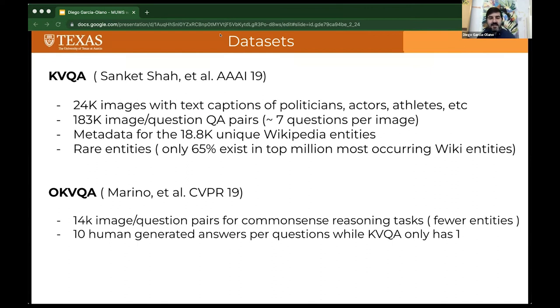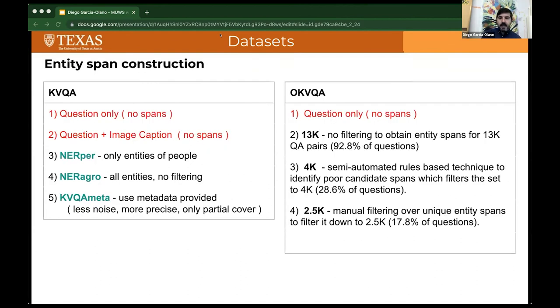And then the other data set is OKVQA, which is a data set more used for common sense reasoning tasks. So it's less entity centric, but it's good in that it has many human generated answers per question. And as such is more robust from a human eval perspective, whereas KVQA just has one answer per question. And so there can be disagreement or wording is very important. So neither of these data sets has explicit entity spans that delineate the existence of entities in these questions or image captions. So for both data sets, we construct entity spans.